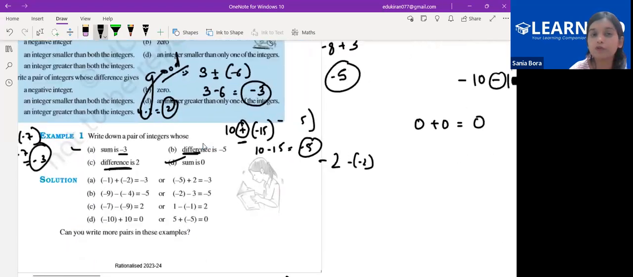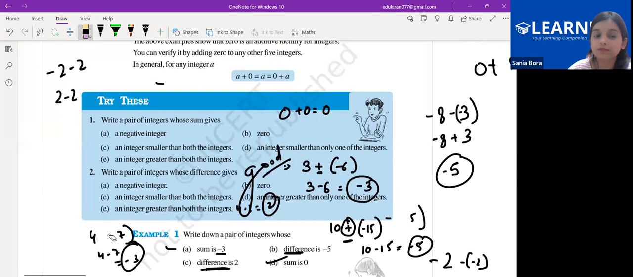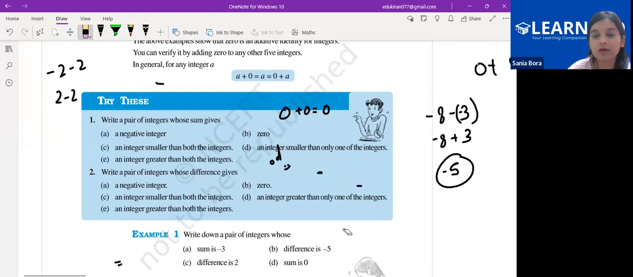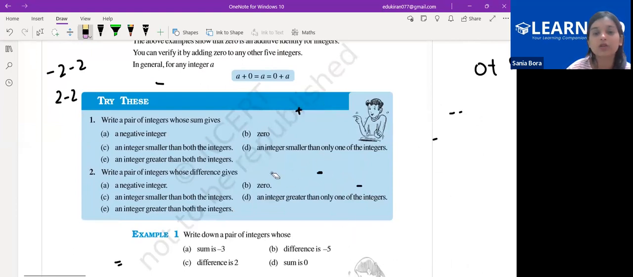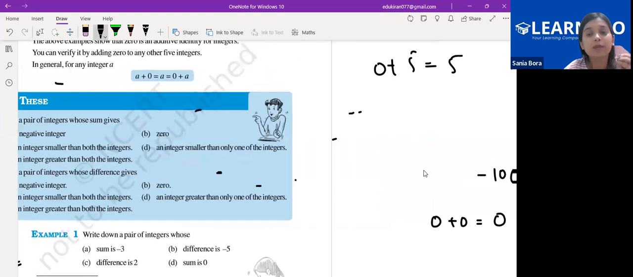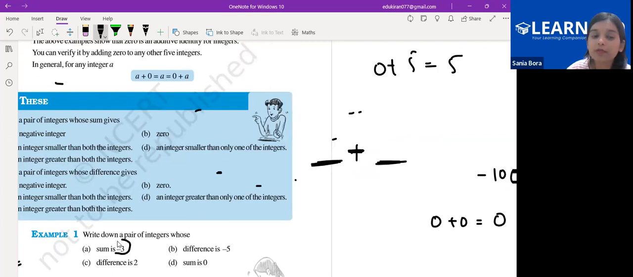Example number 1. Both of you can see example number 1? Now in this, be very careful while doing this question. It says sum is minus 3. So you have to find two integers, and when you add them, the sum should be minus 3. Here should be one integer and here should be one integer, but the sign in between should be plus. So when you add two integers, you should get minus 3.